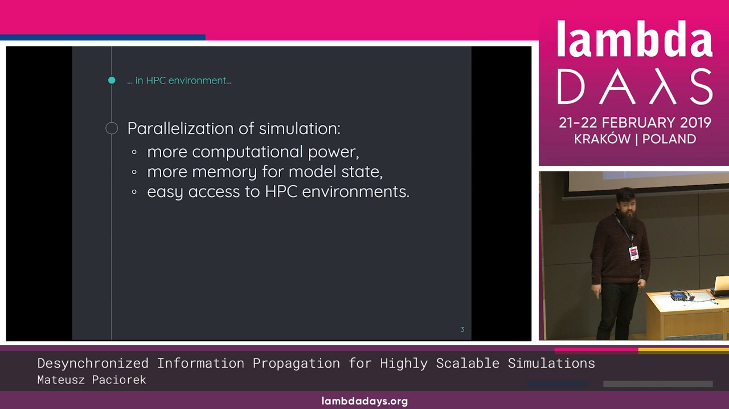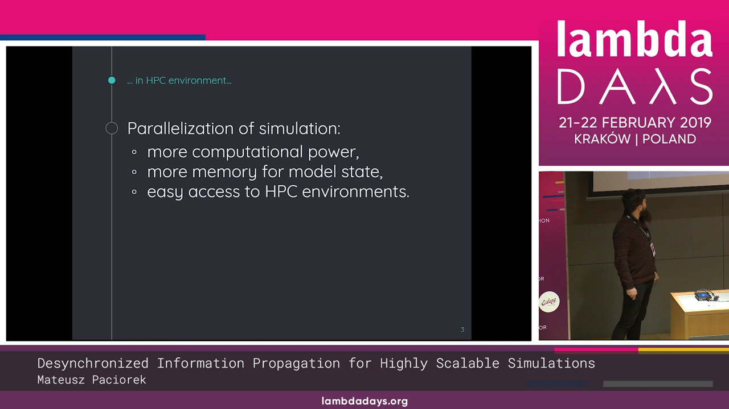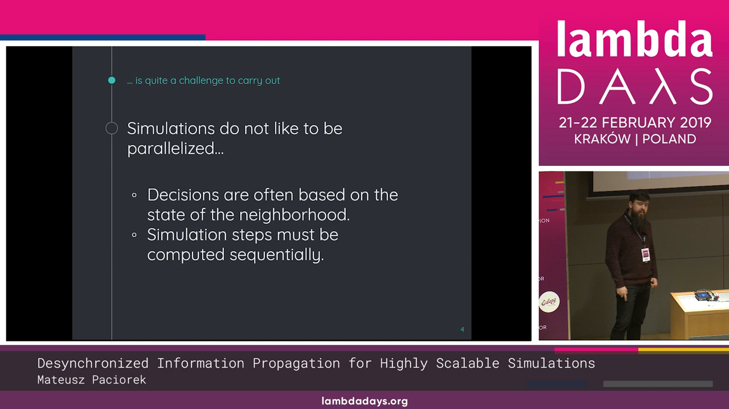And of course, as with all things in computer science, the more accuracy we need, the more computational power we need. And that's why we need to try to parallelize the simulations. It's, of course, the most common way to increase performance. We get more computational power because we have multiple cores. We get more memory because we have multiple virtual machines, computational nodes. And HPC environments are getting more and more popular, accessible nowadays. We have, for example, Prometheus here in Krakow.